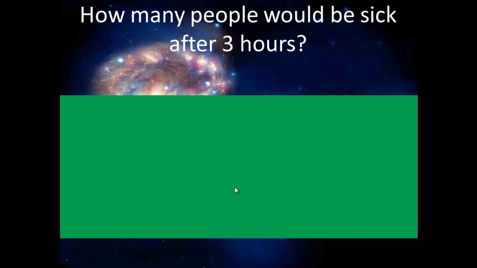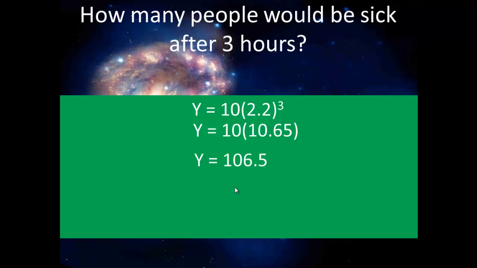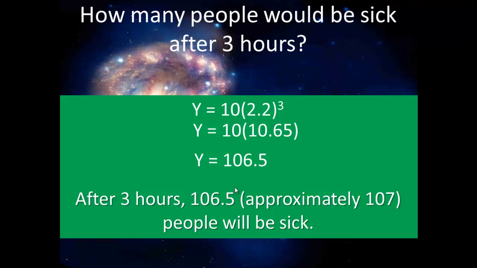So moving on to the questions. How many people would be sick after 3 hours? We can either use our table to find this information, or we can plug it into the equation. The easier way would be to plug into your equation. So we plug in the 3 for the x, since x represents hours. y equals 10 times 2.2 to the power of 3. 2.2 to the power of 3 equals 10.65. And 10 times 10.65 is equal to 106.5. So after 3 hours, approximately 107 people will be sick, because you can't have half a person being sick.